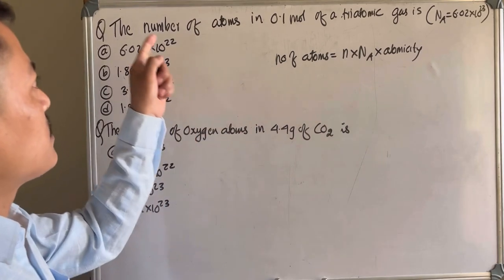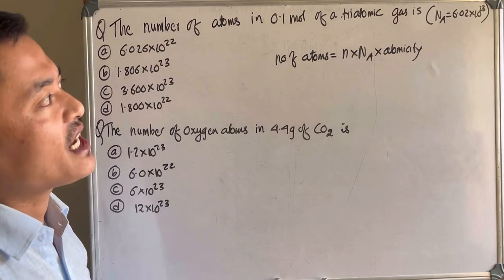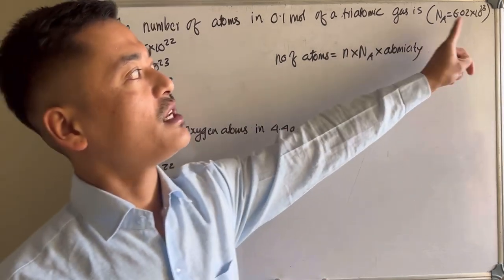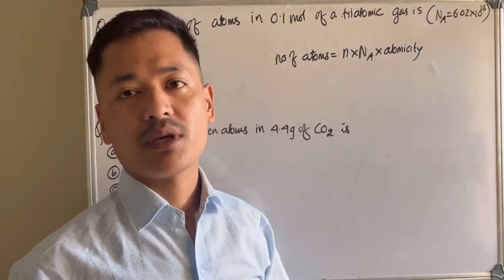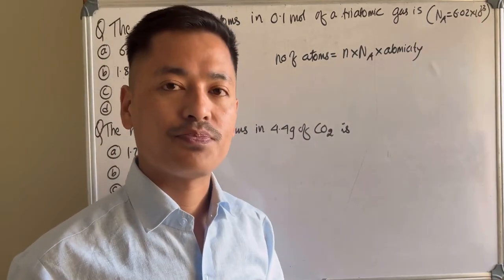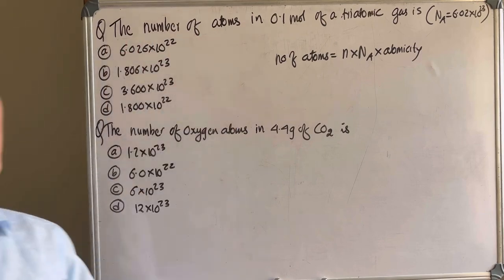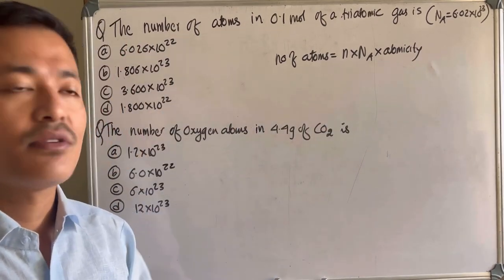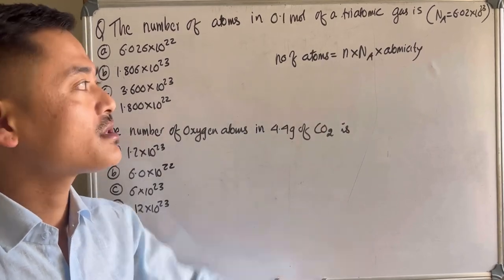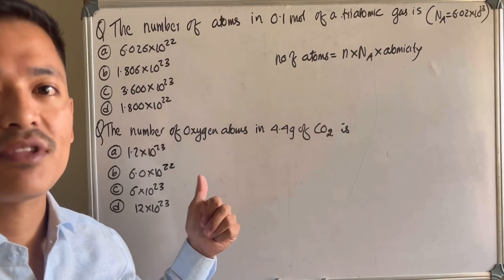So today's question is: the number of atoms in 0.1 mole of triatomic gas is, the value of Na is given. Usually we know the value of Na, but sometimes it might be given, so you can use this value also. There are four options. Now to calculate the number of atoms, I have given you the formula N into Na into atomicity, where N is the number of moles, Na is Avogadro's number, and atomicity you can easily deal with.